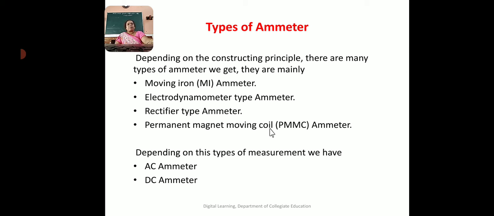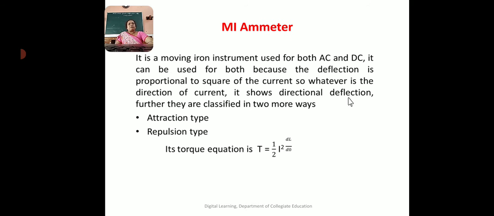Depending upon the type of measurements also, ammeters are classified mainly into two types: AC ammeter and DC ammeter. So these are the types of ammeters classified on the basis of the construction principle, and these are the ammeters classified on the basis of the type of measurements. We will discuss them one by one.